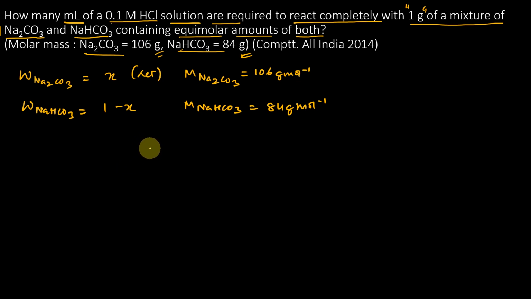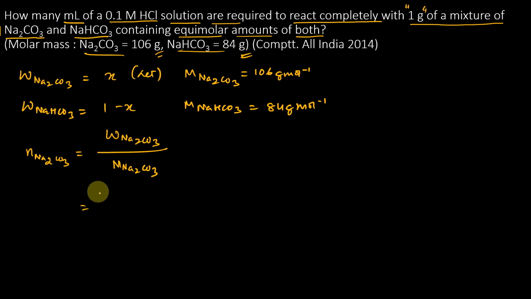Okay, next. Now both are having equimolar composition, meaning sodium bicarbonate and sodium carbonate, moles are equal: weight of Na2CO3 divided by molar mass of Na2CO3 is equal to weight of NaHCO3 divided by its molar mass. And this is going to be how much?